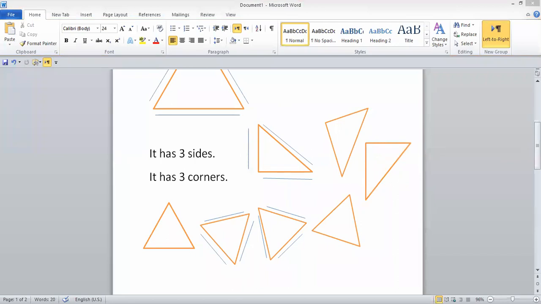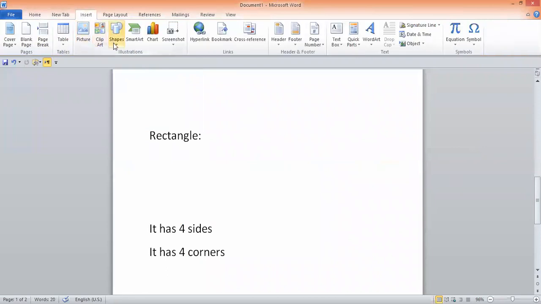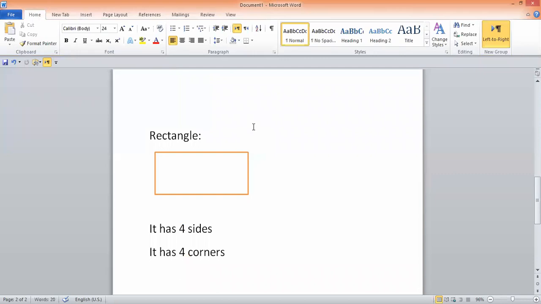So you know about the triangle. A triangle is a 2D shape which has three sides and three corners. Now we will learn a new shape. Look at this shape. This shape is known as a rectangle. This is a 2D shape which has four sides and four corners. You can see this shape around you: the door, the cupboard, bed, book, paper. The shapes are in rectangular form. You can find too many shapes around you which are in rectangular form.